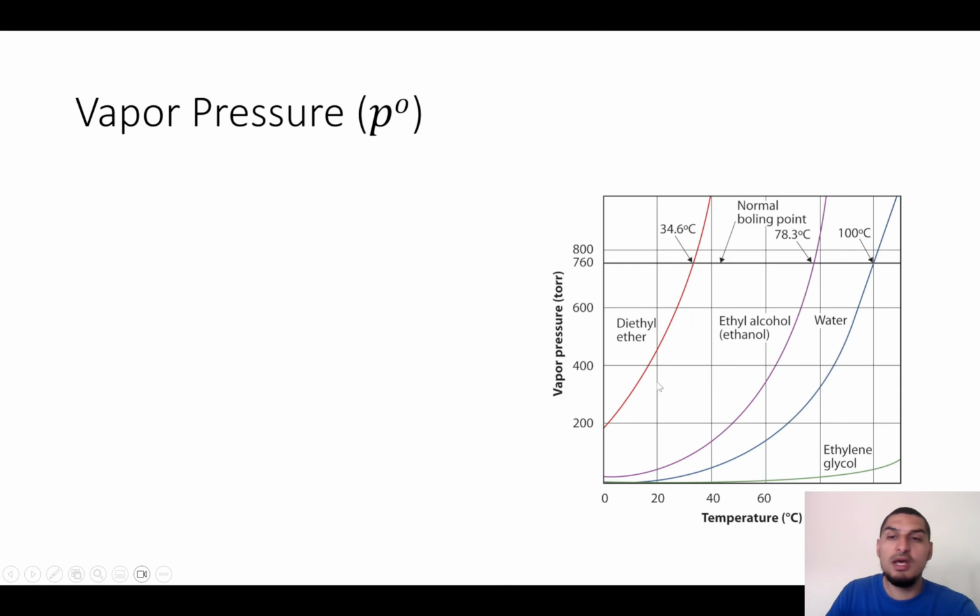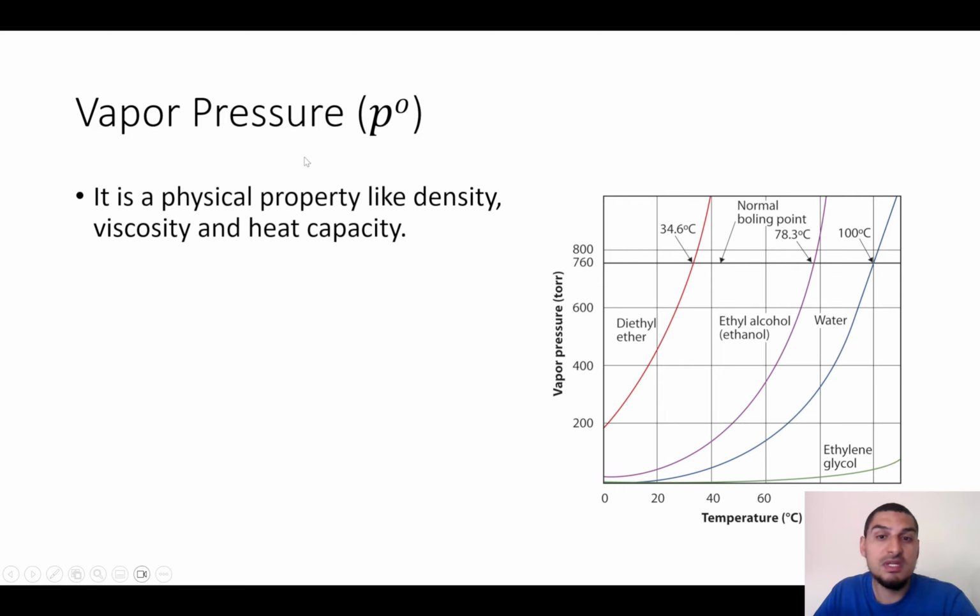So we need to understand this in a more scientific way. This pressure that the liquid exerts is called the vapor pressure. The vapor pressure is a physical property. It's exactly like the density, like the viscosity, like the heat capacity. It's a property of the liquid.